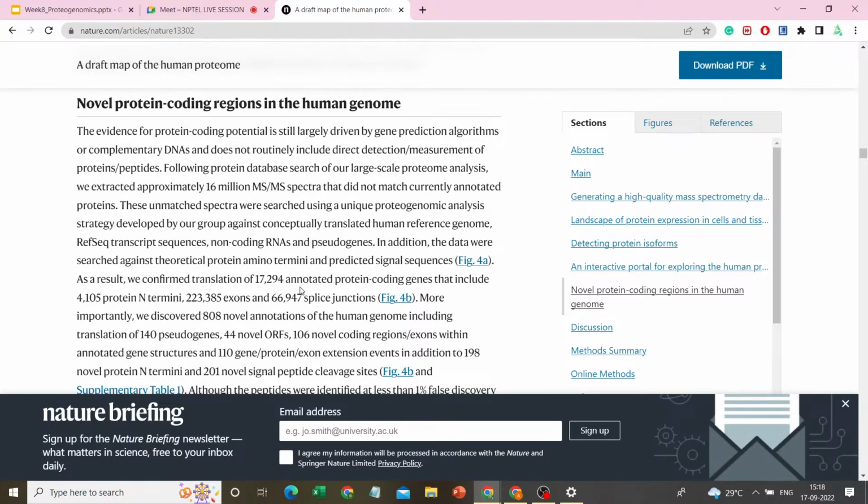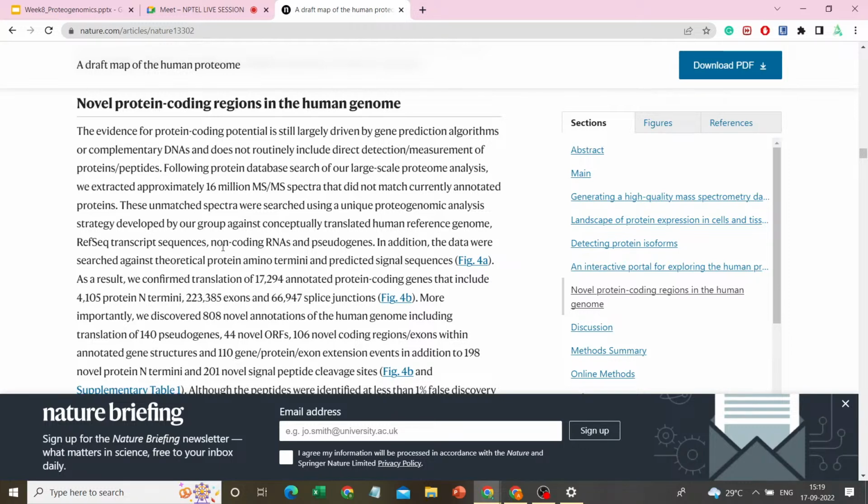So we are doing a proteogenomics approach to understand and identify different novel protein coding regions, those regions, peptides or proteins that cannot be identified only with the help of mass spectrometry, or using only a reference genome database, which includes the proteogenomics approach. So they searched these unmatched spectra using a unique proteogenomics analysis.